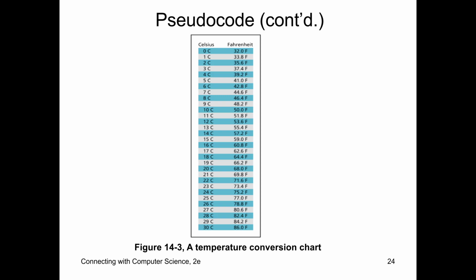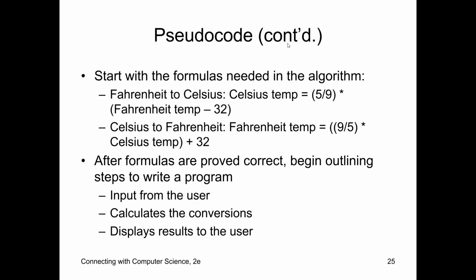So here's a temperature conversion chart. This isn't pseudocode. This is really a conversion chart you can find out there. So for instance, 0 Celsius is 32 Fahrenheit. We've all seen these. We know what these are. There's nothing mysterious about this. So we're going to use this chart to convert from Celsius to Fahrenheit.